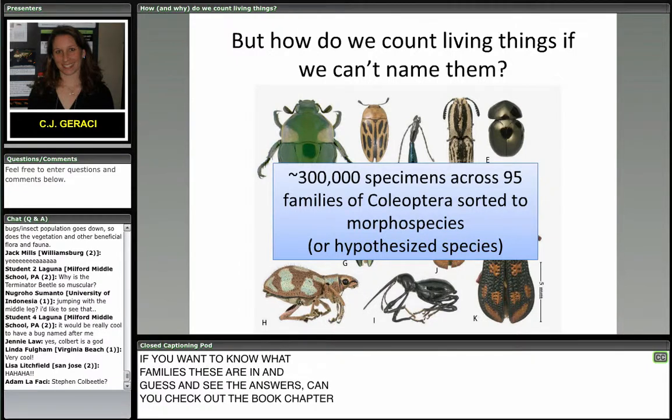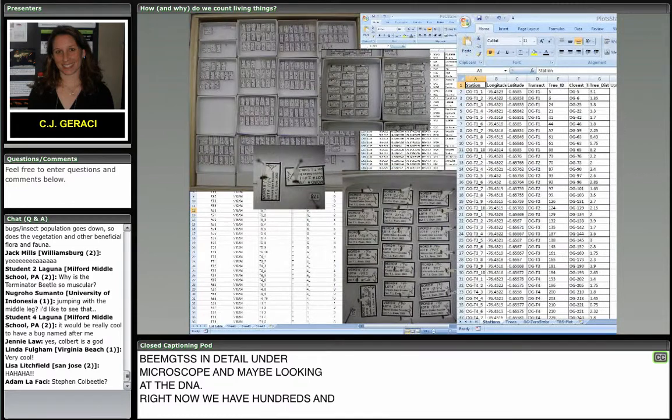So what we had just from the first few samplings is 300,000 specimens across 95 families of beetles. And we sorted these to what we call morphospecies. They're hypothesized species. We looked at them under a microscope and we sorted them into clusters that look the same, and we just give them numbers. And so these are our hypothesized species. We can test those hypotheses later by examining the beetles in more detail under a microscope, maybe looking at the DNA. But right now we have hundreds and hundreds of morphospecies that we think, to the best of our ability, are distinct and that we can use to do some statistics.